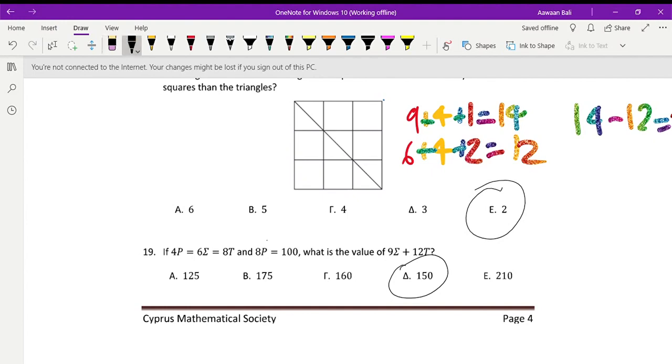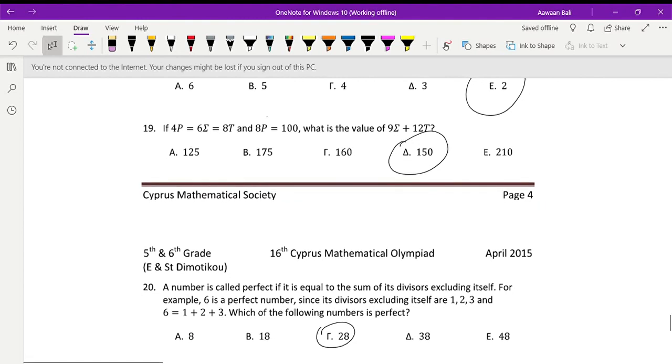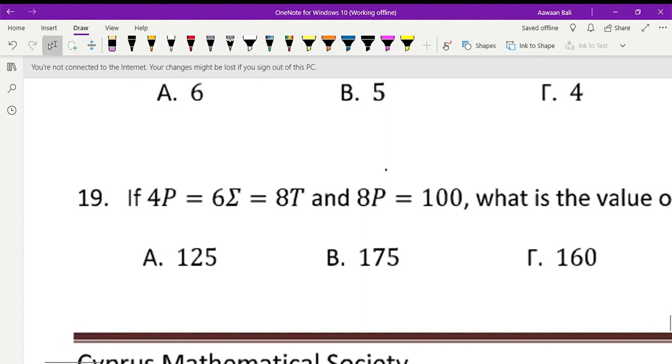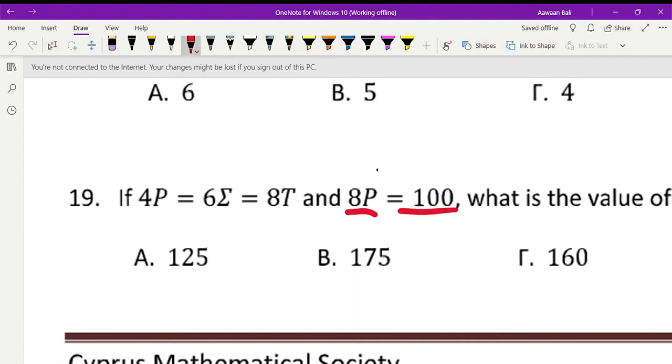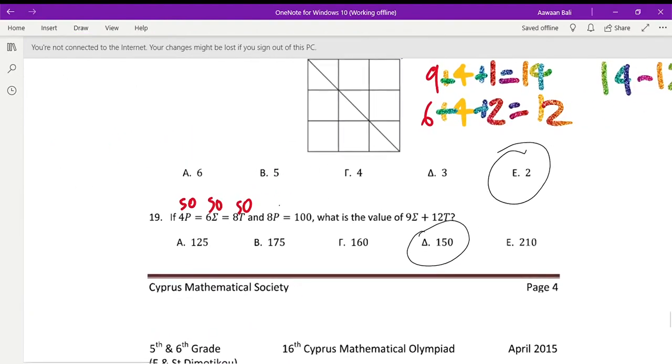Now, question number 19. If 4p is equal to 6s is equal to 8t and 8p is equal to 100, what is the value of 9s plus 12t? Okay, so we have 8p is equal to 100. So 4p, which is half of 8p, since 8 divided by 2 is 4, is 50. So we know this is 50, this is 50, this is 50.